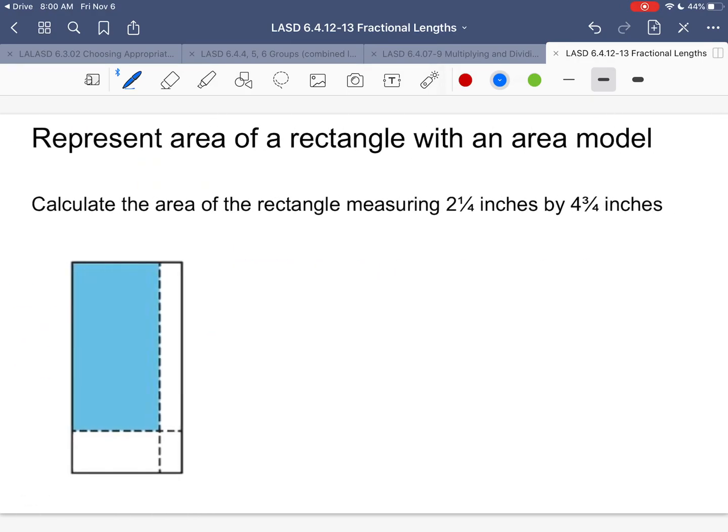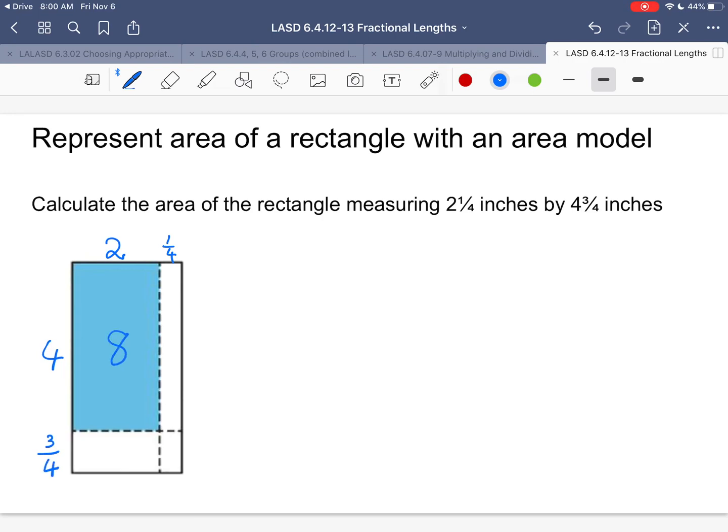We can represent the area of a rectangle with an area model. So here we're calculating the area of a rectangle measuring 2 1/4 inches by 4 3/4 inches. So I've drawn the area model already. So 2 inches and 1/4 of an inch and 4 3/4. And I can calculate all of these areas then.